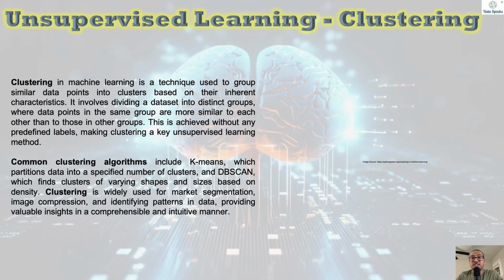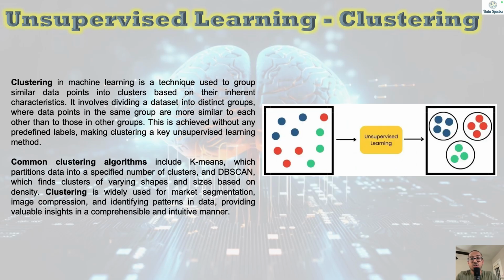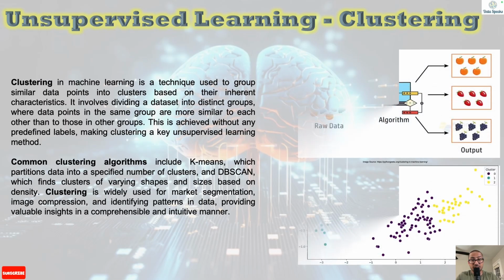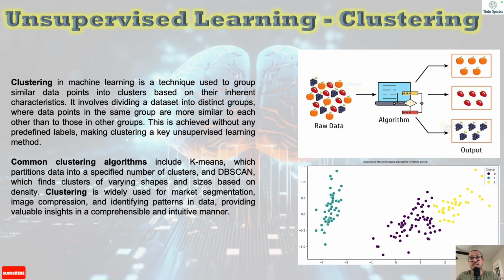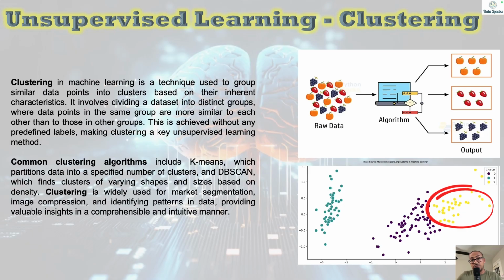Clustering is a key technique in unsupervised learning that aims to group similar data points into distinct clusters based on their inherent characteristics. Unlike supervised learning, clustering does not rely on labeled datasets or predefined categories. Instead, it seeks to discover hidden patterns or structures in the data. The main goal of clustering is to ensure that the data points within the same group or cluster are more similar to each other than to those in different groups.